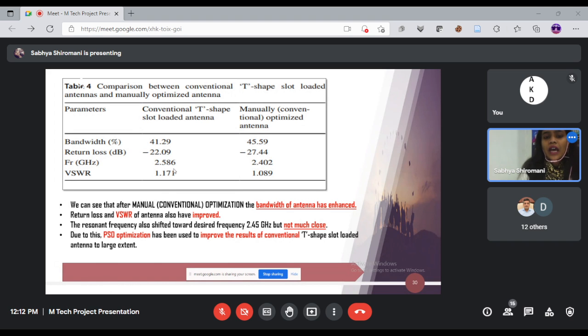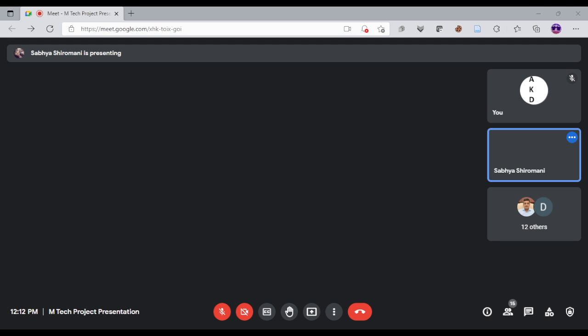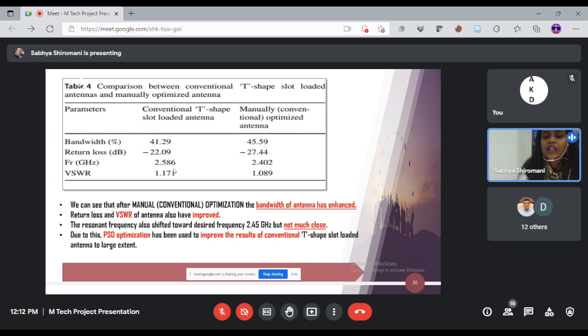So up to this point, I have compared the manual with the conventional one, where I realized the bandwidth has been enhanced, and the return loss and the VSWR were also enhanced, as I have shown you in the graphs, and the resonating frequency was not close to the desired frequency. As I have already told you, I have not got the results with the resonating frequency at the desired frequency. So I am working on getting the frequency at the desired value, getting the optimized results. So due to this, as my resonating frequency is not coming to the desired, I will be utilizing PSO.